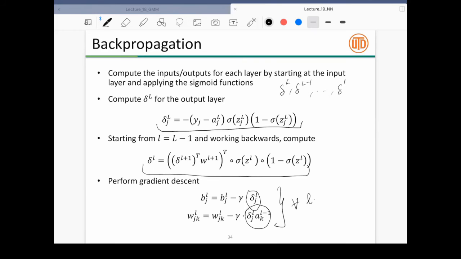So you compute delta L minus 1 until delta 0 or delta 1, however you start, right? So say you start with 1, then delta 1, right? So you compute all of this. And then given these gradients at every layer, all you need to do is just basically update the B matrix and the W matrix using gradient descent. That's it.